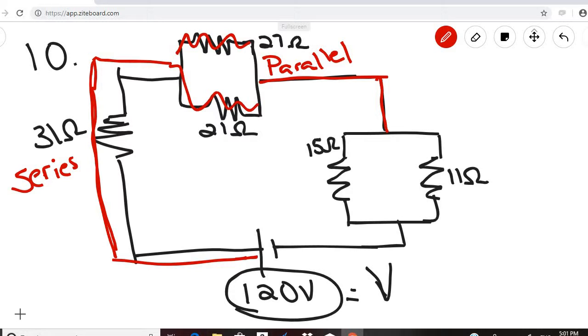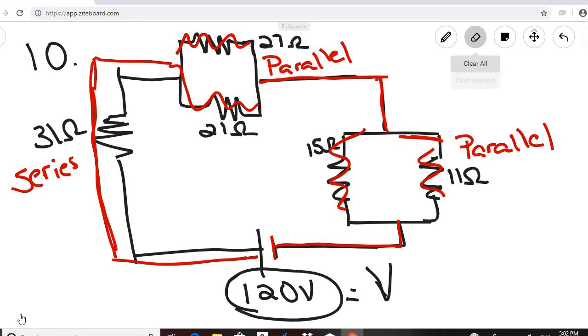And then down here again, it has a choice. It can go each one of these two ways. So this is in parallel. And then it comes out of there and goes through here. So we have one that is in series and two that are in parallel. So we know that the 31 ohm, that one is in series. So we'll keep that off to the side and add that in at the end.